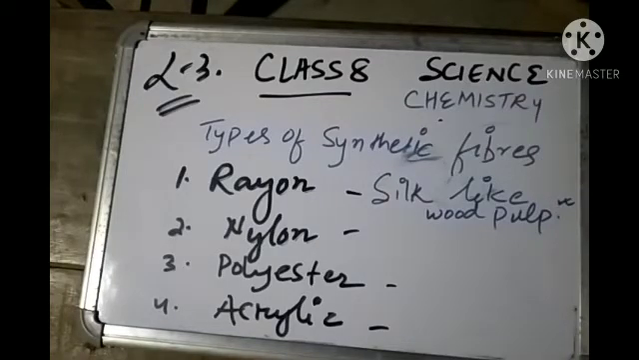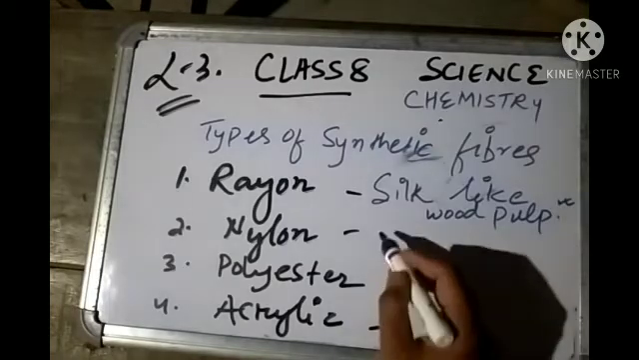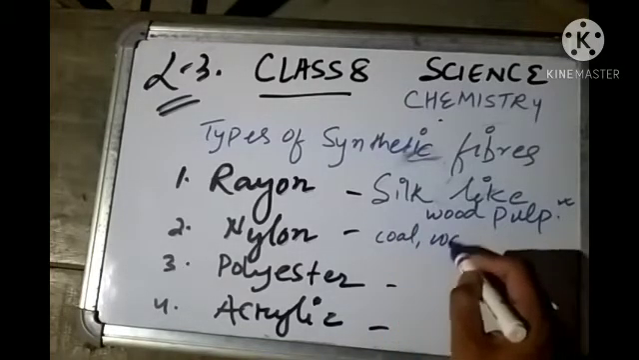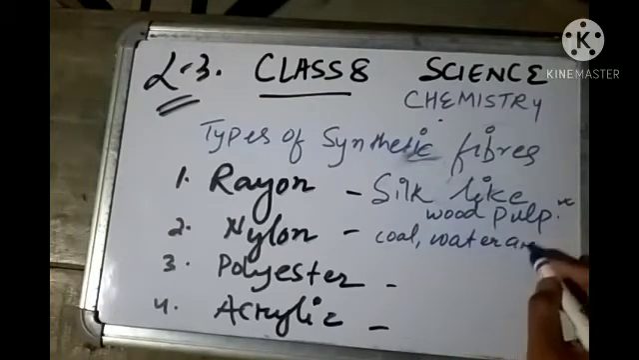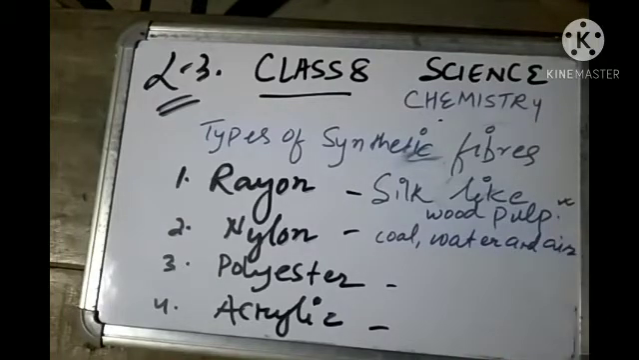The next is nylon, which is prepared from coal, water and air. It is the first fully synthetic fiber, and it is very strong. The properties of nylon are elastic, light, lustrous, and easy to wash.